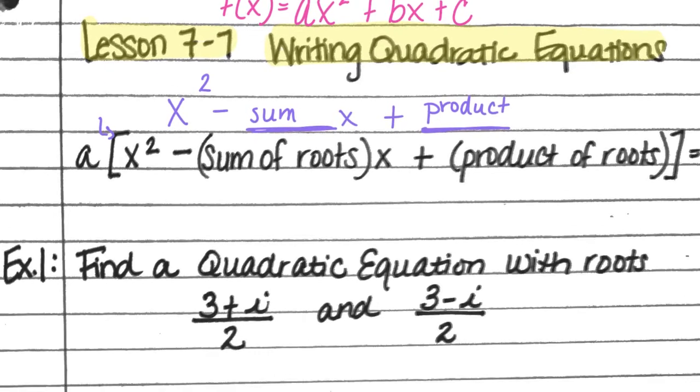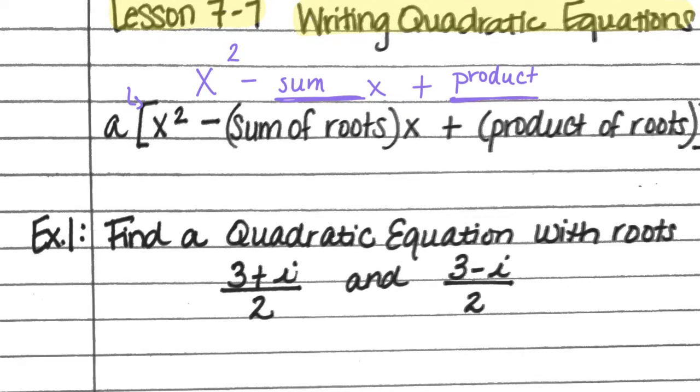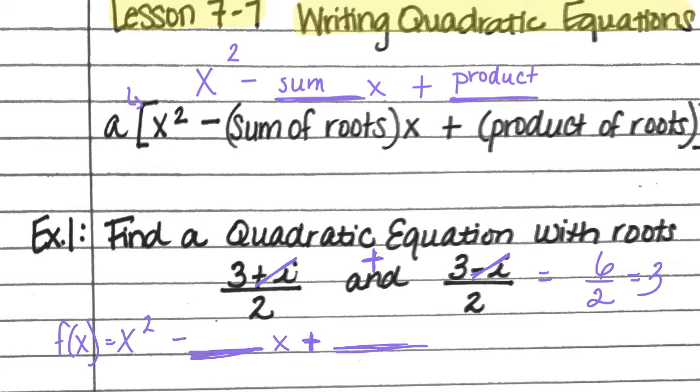So let's go ahead and start with example 1. It says find a quadratic equation with the roots 3 plus i over 2 and 3 minus i over 2. So we have f of x is equal to x squared minus the sum of x plus the product. Well, when I add these, notice the i and the negative i will cancel out, and we get 6 over 2 because it has a common denominator. So we're just going to put 3 in for the sum.